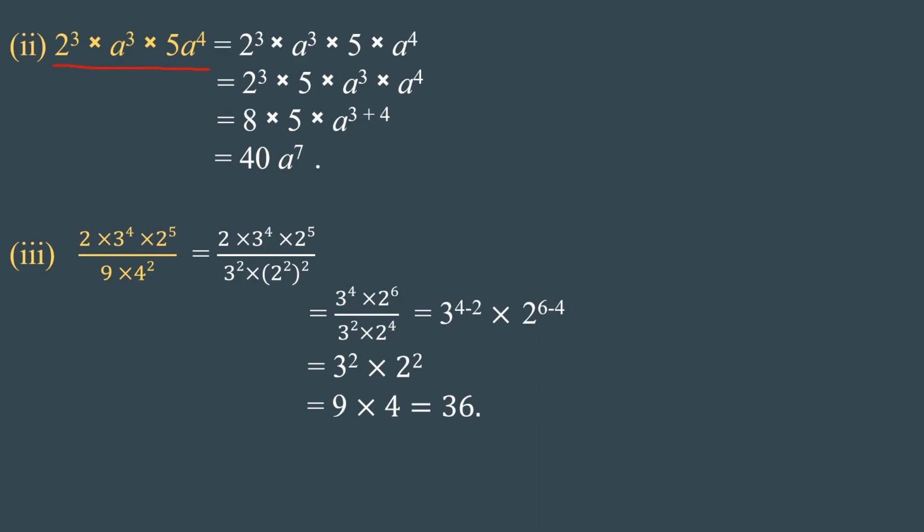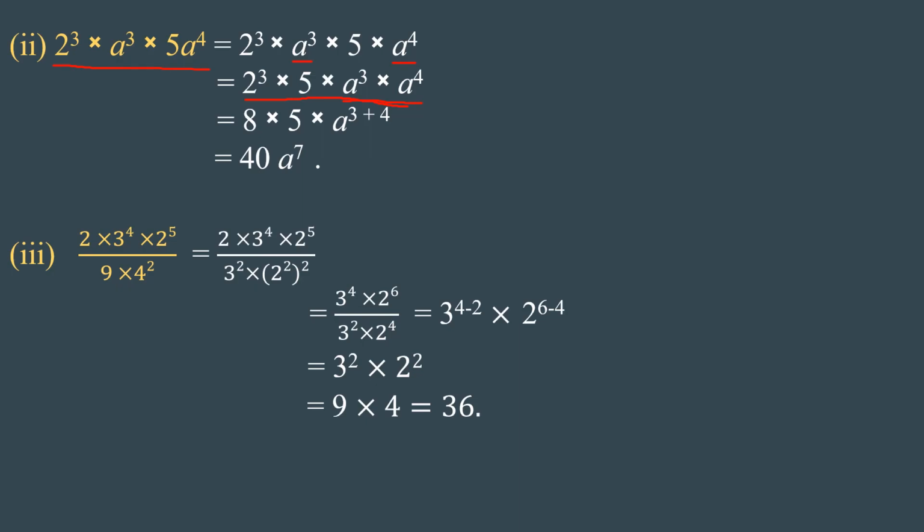Simplification, second problem. Here is the second problem. 2 power 3 into a power 3 into 5a power 4. First we have to expand this. 2 power 3 into a power 3 into 5 into a power 4. If we observe here, a power 4 and a power 3 have the same base. So we have to write them aside. 2 power 3 into 5 into a power 4 into a power 3.